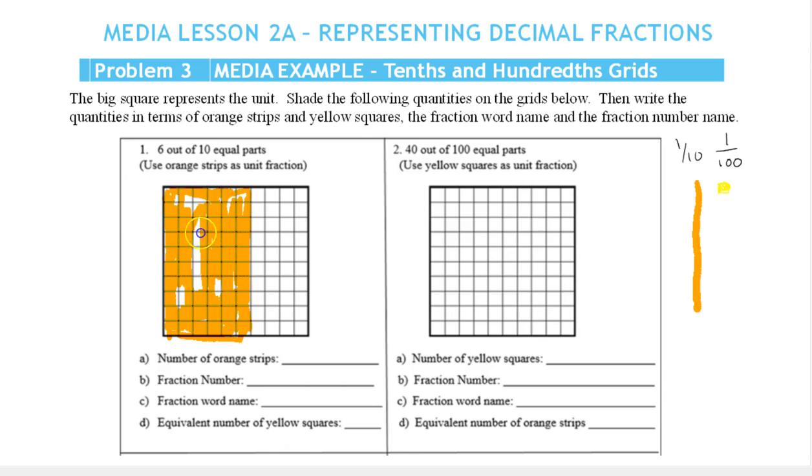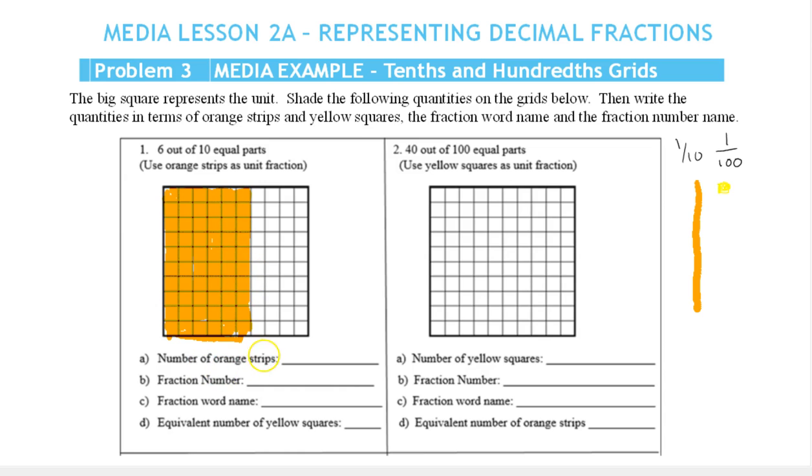So this is 6 out of 10. Okay? And try to take note of the relative area compared to the whole. So this is 1. This is 6 out of 10, which is less than 1. And it's a little bit bigger than 1/2 of this unit because a half would go to here. So now let's answer the questions.